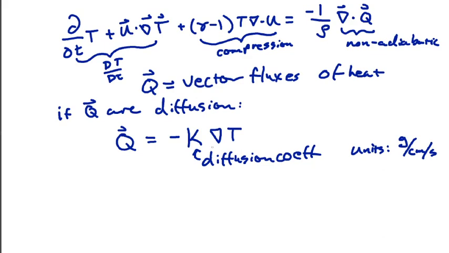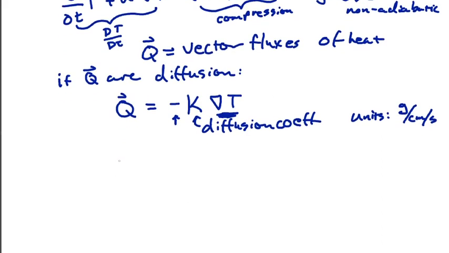As you can see here, in a diffusion-dominated system, bigger diffusion coefficients mean more flux of heat, and bigger temperature gradients mean more flux of heat, and the flux of heat is always in the opposite sense of the temperature gradient itself. Sometimes we write K in another form. I'll write that here briefly.